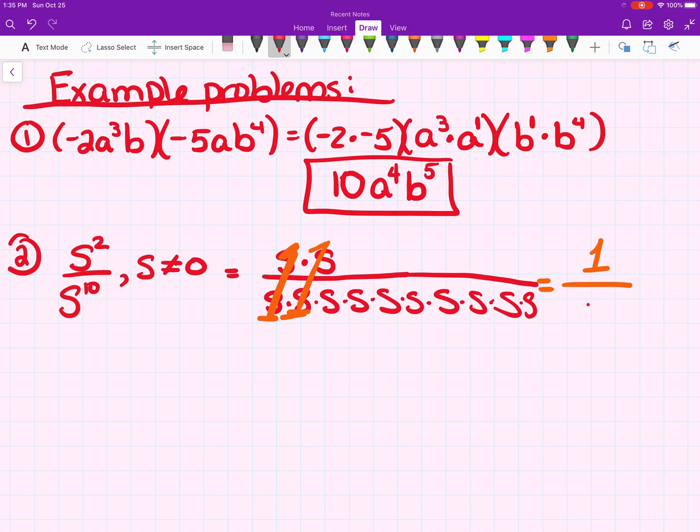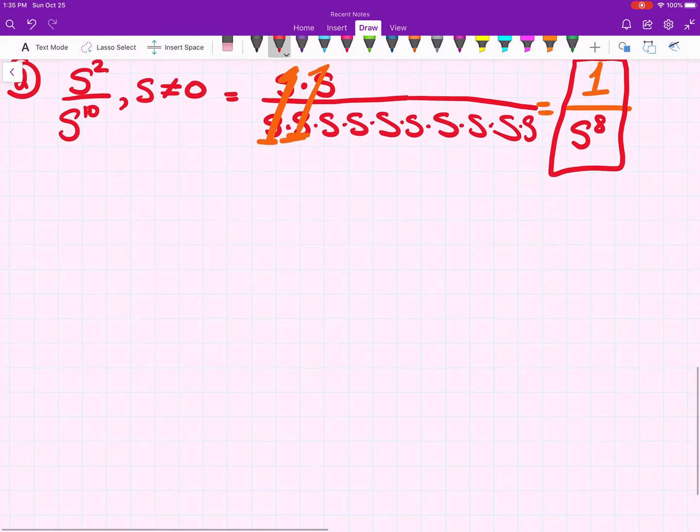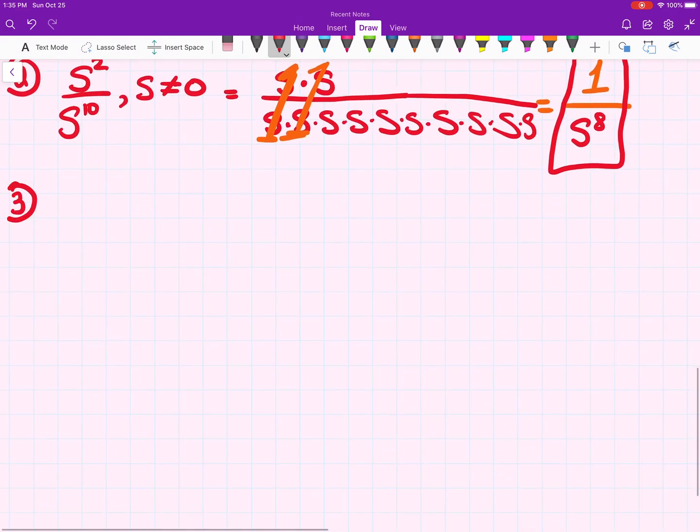8 in the denominator. How did I know there were 8? Well, because I subtracted 10 minus 2. In your answers, you can never have your answers be a negative exponent. You need to move them up or down to change that. Okay. Number 3 is b squared to the 4th. Well, this is a power to a power. We just multiply exponents, so it's b to the 8th.